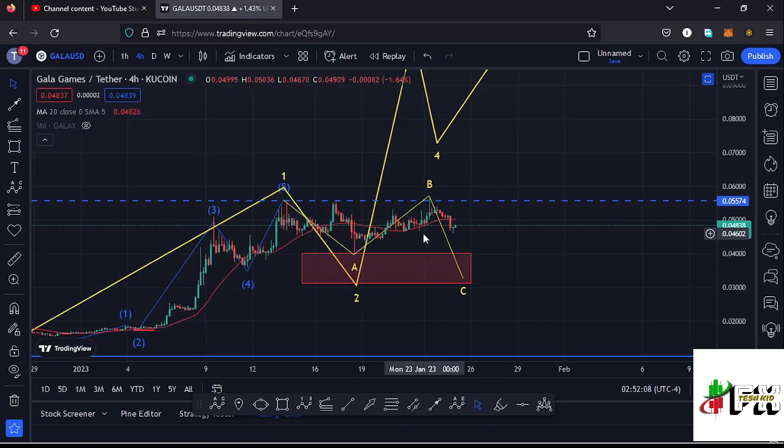And in the formation of a second wave where we also expect to see an ABC corrective structure play out, here on the charts you can see that I have this ABC corrective structure where I'm terming this retracement back to the fib level 0.382 as the wave A.